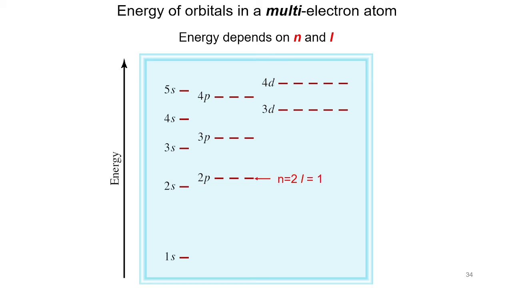That also works for the third energy level. We can have n equal to 3 and L equal to 0, n equal to 3 and L equal to 1, and also n equal to 3 and L equal to 2. Okay?